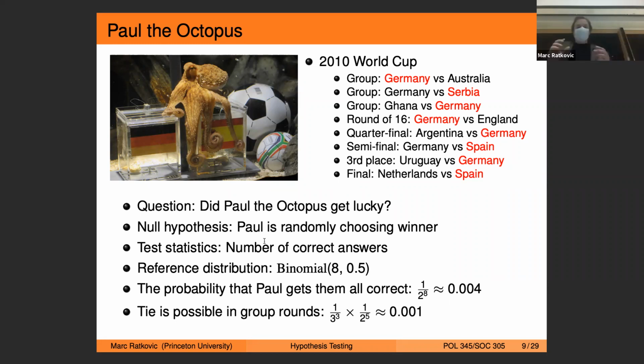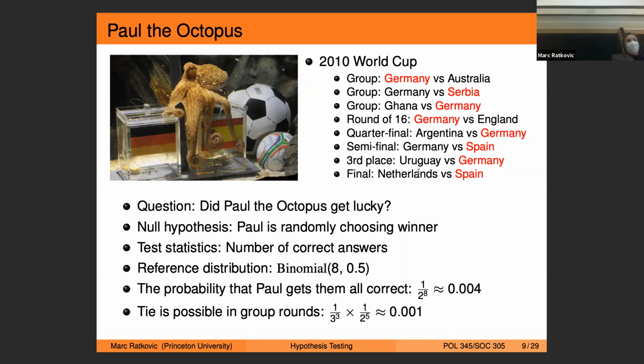And what happened in the 2010 World Cup? Paul correctly picked Germany over Australia, Serbia over Germany, Ghana over Germany, and correctly Germany versus England, Germany over Argentina, Spain over Germany, and the Netherlands over Uruguay. All right answers. He picked the winner of the entire World Cup. So, did Paul just get lucky?